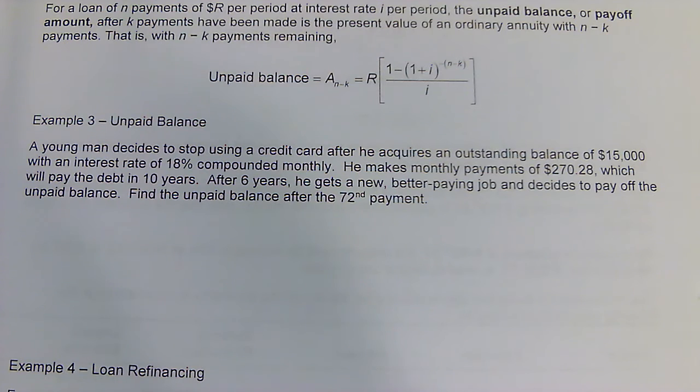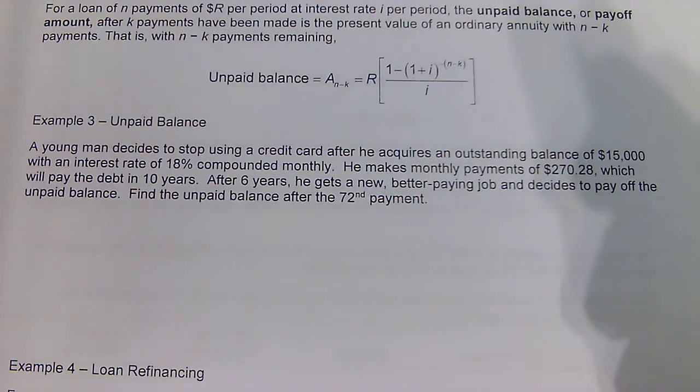decides to stop using a credit card after he acquires an outstanding balance of $15,000 with an interest rate of 18% compounded monthly. He makes monthly payments of $270.28, which will pay the debt in 10 years. After 6 years, he gets a new, better paying job and decides to pay off the unpaid balance. Find the unpaid balance after he makes those payments over 6 years.